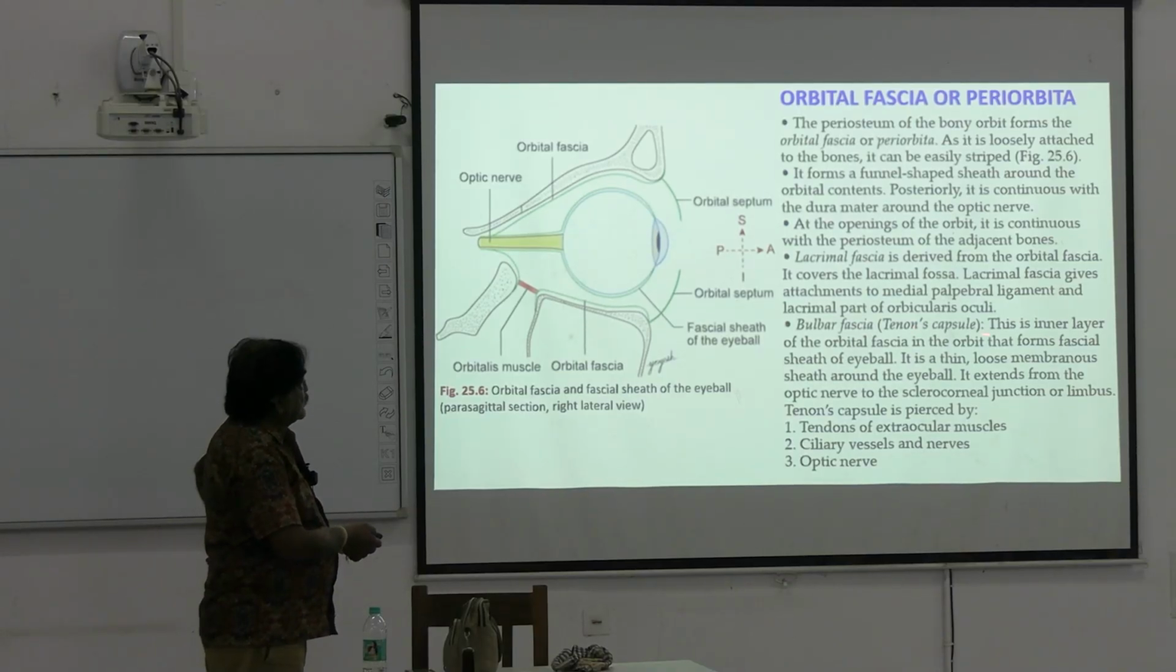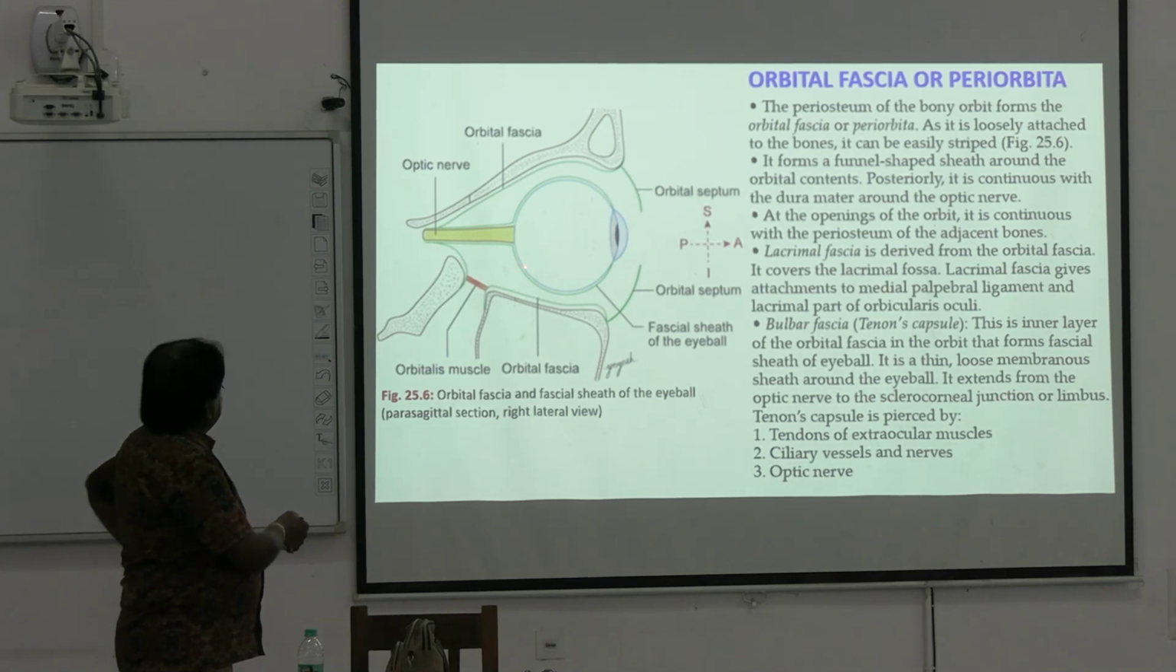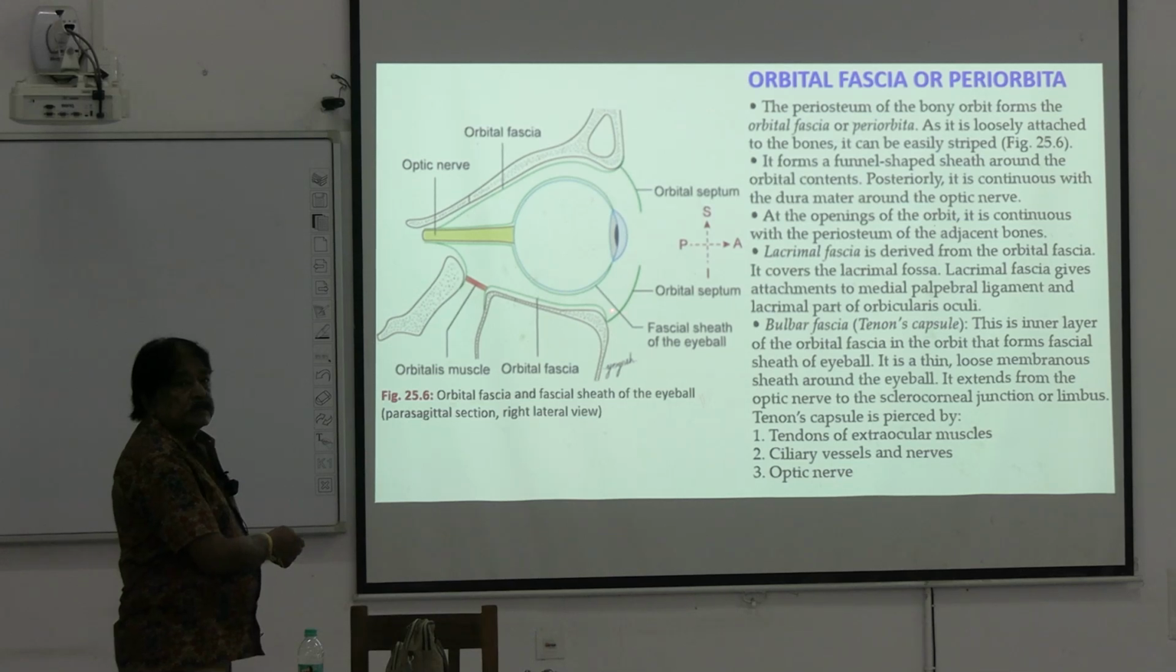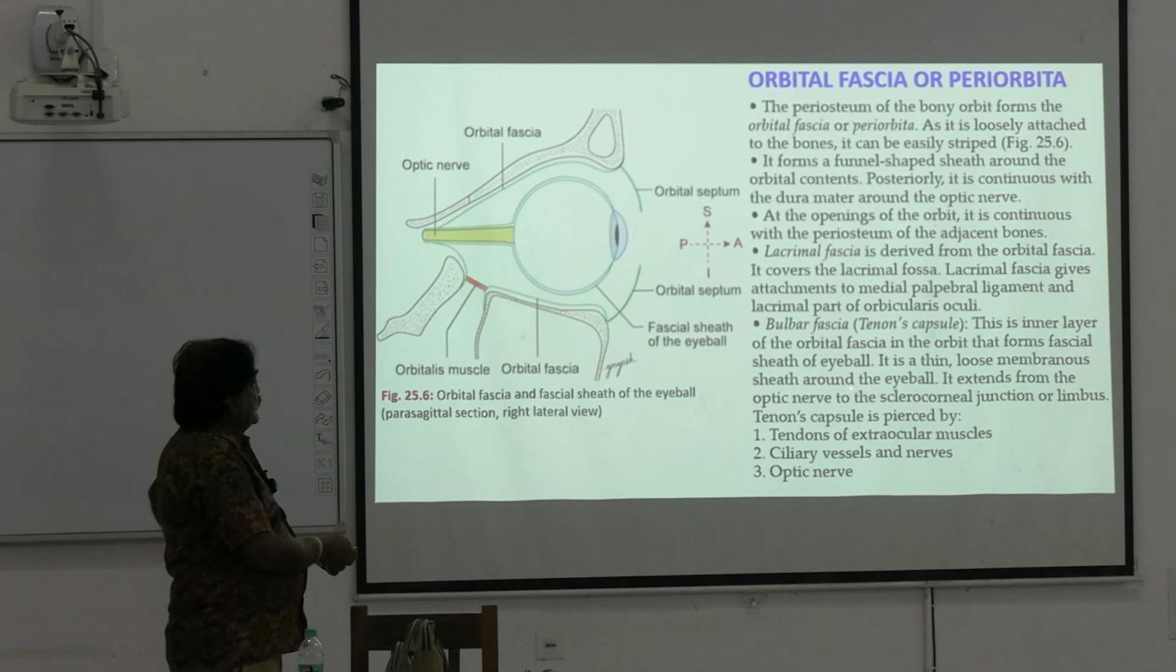Now, bulbar fascia, Tenon's capsule, this is the inner layer of orbital fascia in the orbit that forms the facial sheath of the eyeball. It is thin, loose, membranous around the eyeball. It extends from the optic nerve to the sclerocorneal junction. You see this green, this is sclera, and this is the cornea. At the sclerocorneal junction, it ends. This is one point to note. It extends from the optic nerve to the sclerocorneal junction or limbus.